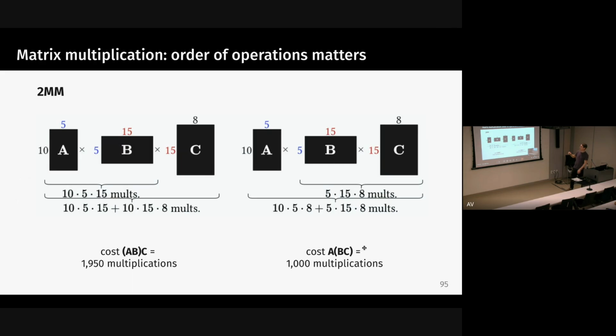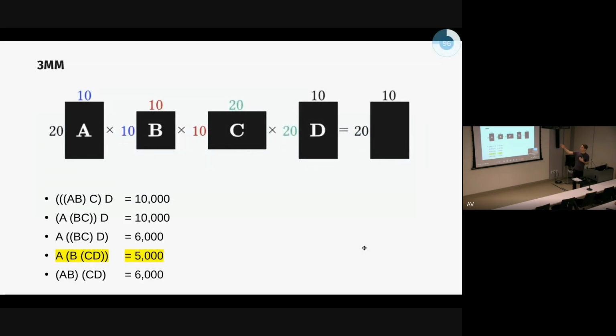And it has to do with the fact that these matrices have really odd shapes. If they were all square, the order does not matter. But as soon as they're not square, you will end up with a different number of multiplications. That makes sense to everyone, right? Okay. Now, of course, things get worse if you have more matrices to multiply, like 3mm, for instance, which is 3 matrix multiply. And in this case, you see that there are a lot of different permutations.